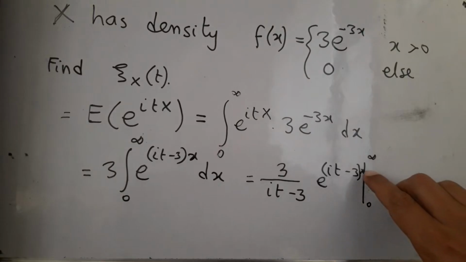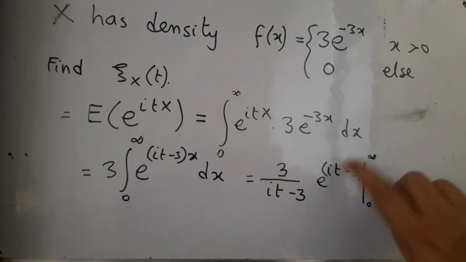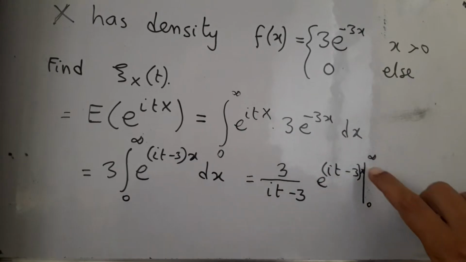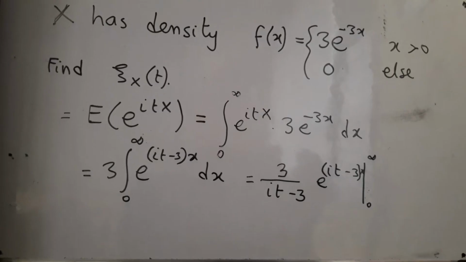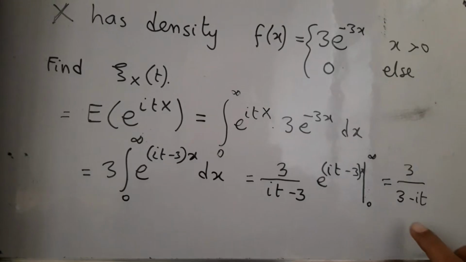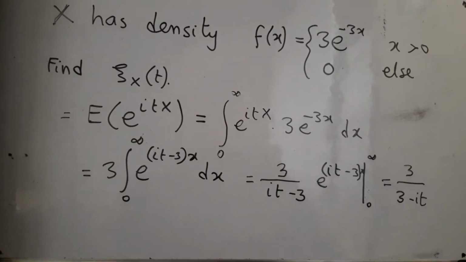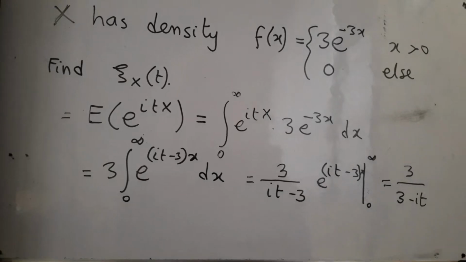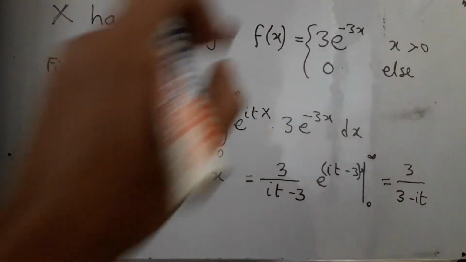Now as you let x go towards infinity, thanks to the presence of minus 3, this thing will go to 0, and when you put 0, it will be just 1. So it will be minus 1. So it is 3 divided by, I have made it 3 minus it, from it minus 3. So this is the characteristic function of this distribution.